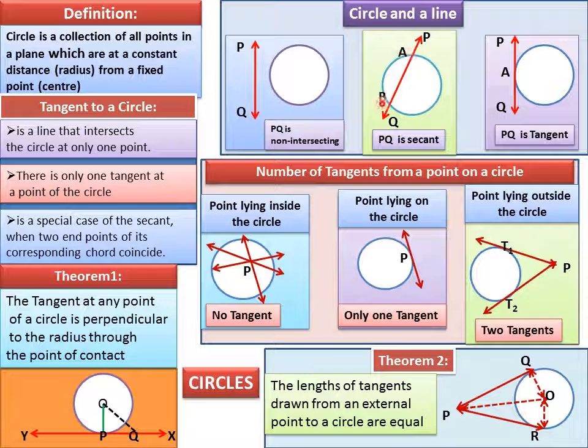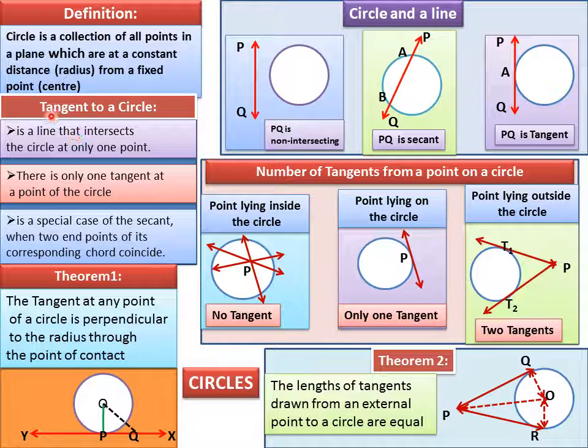Suppose the line PQ intersects the circle at points A and B. If we move this line, ultimately A and B will coincide. So that's what it means here. A tangent is a special case of a secant wherein the two end points of the line PQ meet at a single point. They coincide, A and B. If they coincide, then the secant becomes a tangent. So that's what it means here.